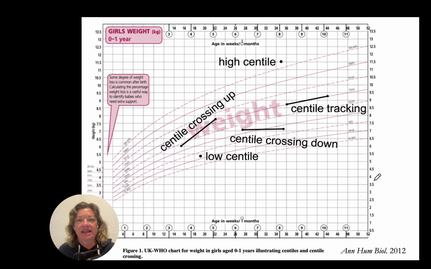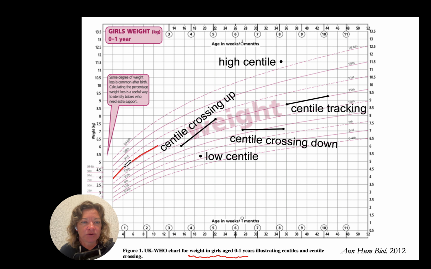So this is a growth chart from the United Kingdom. So it's the UK World Health Organization growth chart. This is a chart for weight in girls aged 0 to 1 years. And so you have to look first, have I got the right chart? Have I got the chart for an individual identified as female who's between 0 and 1 in this case? You can see that the chart is set up along these percentiles.